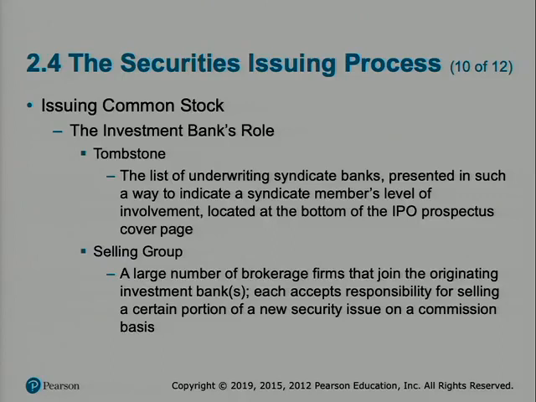Now, there's a tombstone, which is sort of a list of this underwriting syndicate that are going to be involved in the IPO. They're going to be in the prospectus. And then you have the selling group, which is a number of brokerage firms that are going to connect large pension funds and insurance companies and large investors to buy this IPO.